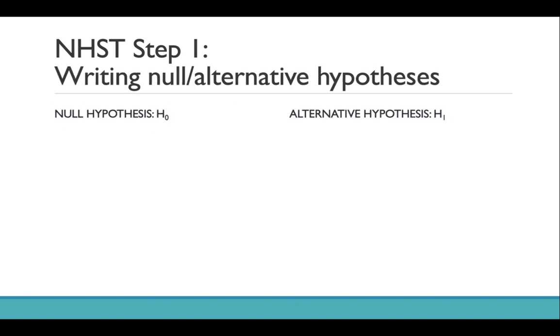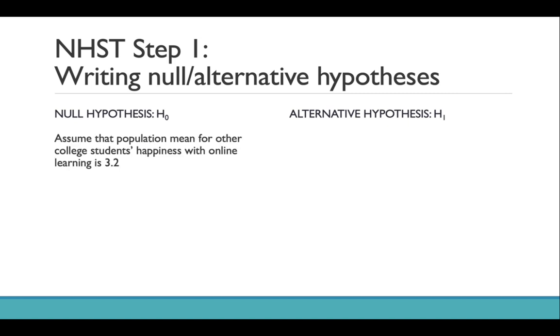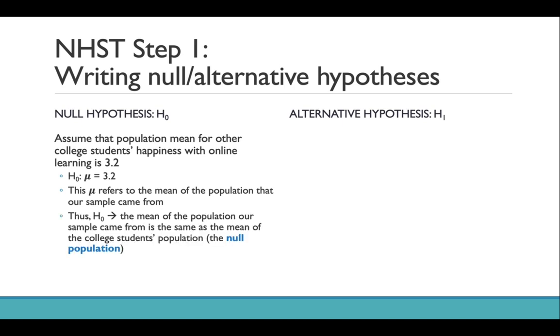So let's talk in a little bit more detail about how we write out the null and the alternative hypotheses. Let's assume that the population mean for all college students' happiness with online learning is a 3.2 out of 5. This means that our null hypothesis, which we can abbreviate H0, is that mu, the population mean, is 3.2. And specifically, this mu refers to the mean of the population that our sample came from. In other words, our null hypothesis is that the mean of the population our sample came from is the same as the mean of the college students' population. This is known as the null population.